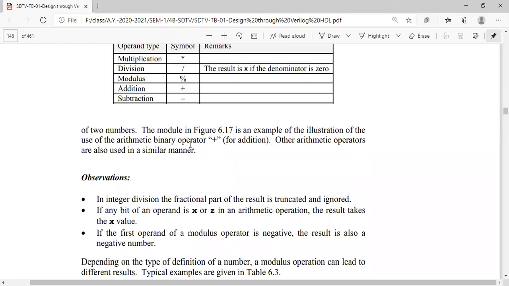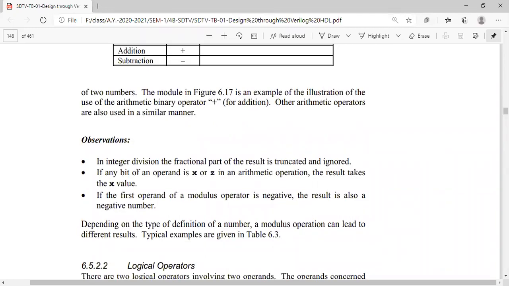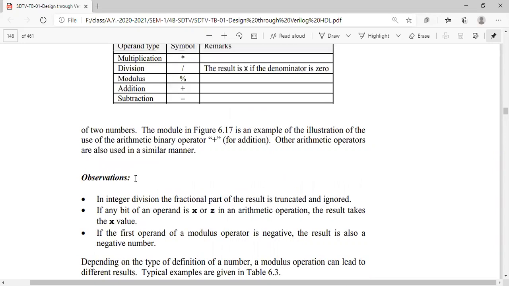And these are the uses of the binary operator for addition. What you have to observe here is that in integer division, the fractional part of the result is truncated and ignored, right? With integer division, the fractional part is removed. We call this integer division, and this one is modulus, right?